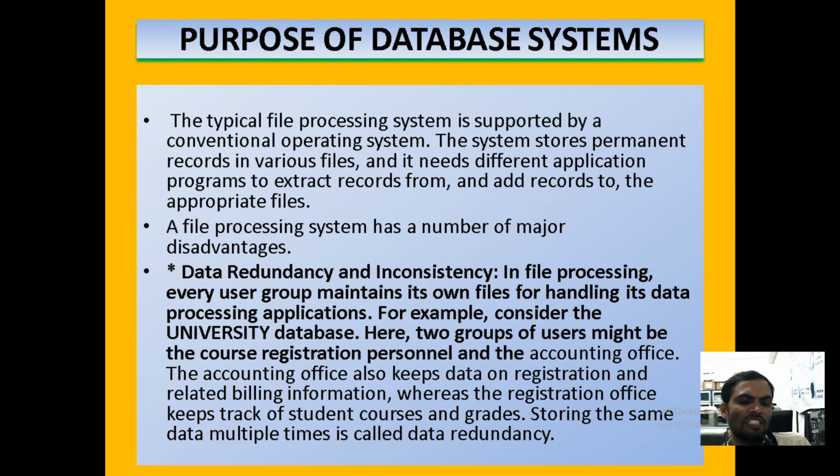Under the course registration, the accounting office will be there. Coming to the accounting office also, the student registration data will be kept, and it is related to billing information. Whereas the registration office keeps track of the student, the course and the grade. The same information is stored multiple times, under the accounting office and under the registration office also. This we can call data redundancy.